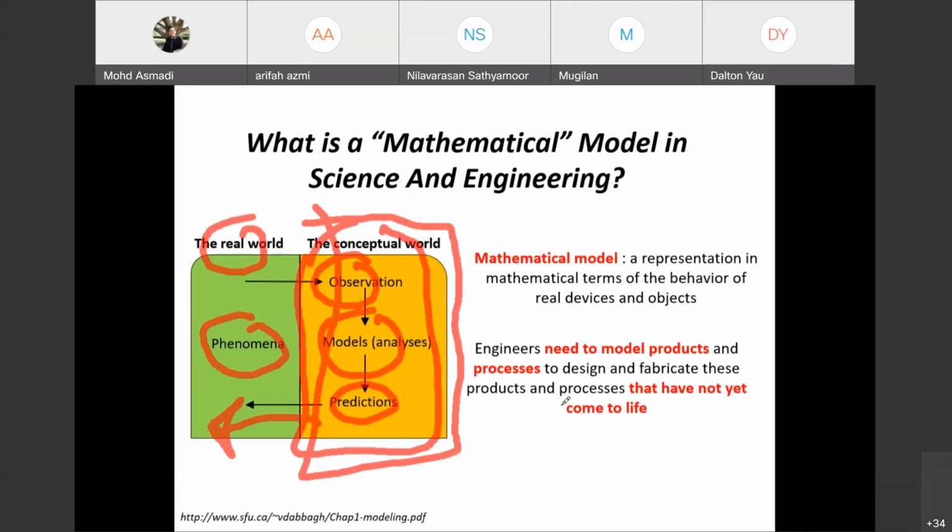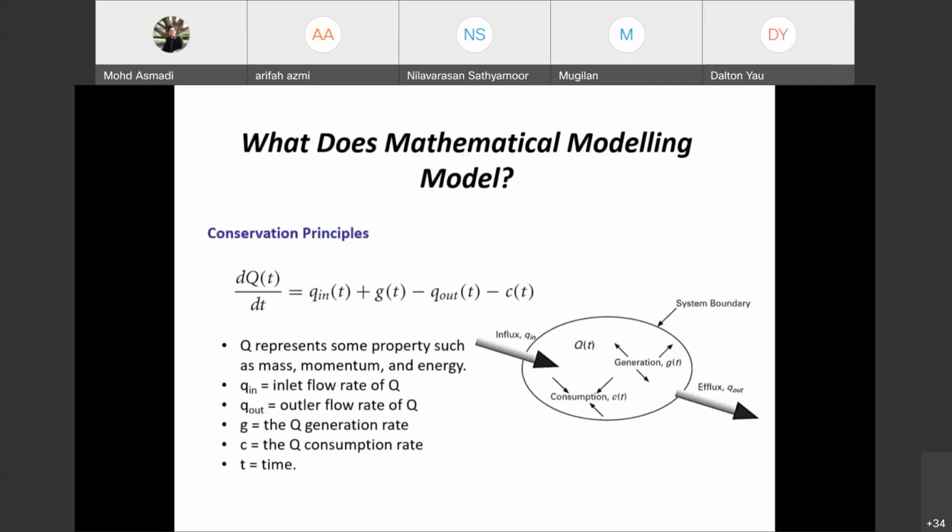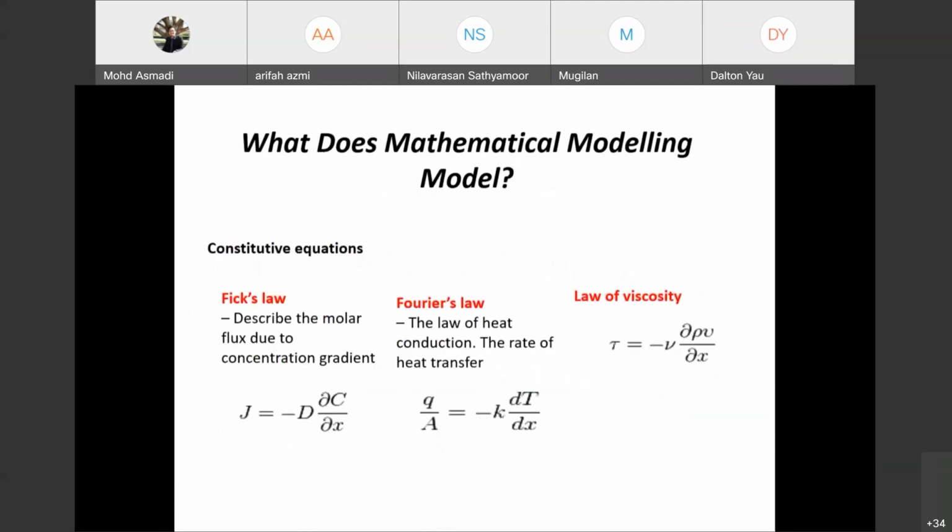So this is an example of mathematical modeling. Conservation principle, right? Q represents mass, momentum, and energy. It is a mass and energy balance. Q in, Q out. Right, this is a mathematical model, like Fick's law, Fourier's law, and the law of viscosity.